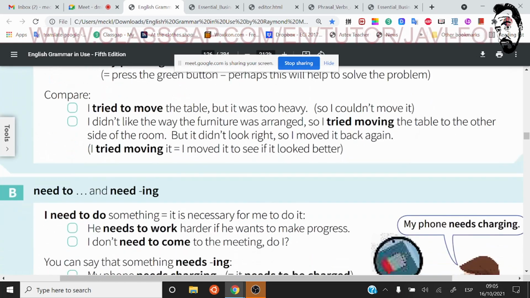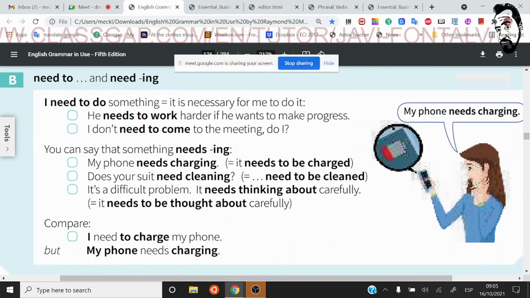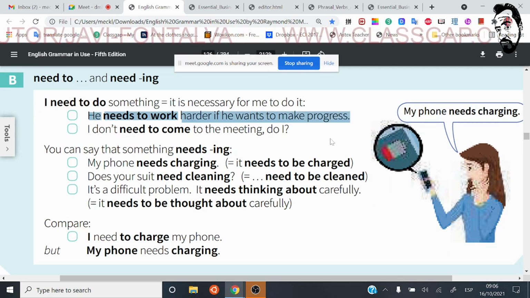Okay, another one. Need to do and need doing. They are not the same. They are similar but not the same. For example, he needs to work harder if he wants to make progress. Le hace falta trabajar más fuerte, no, más duro, literalmente. Más si quiere tener progreso.